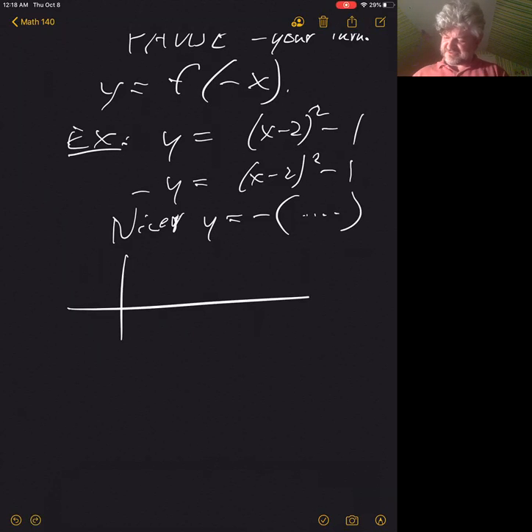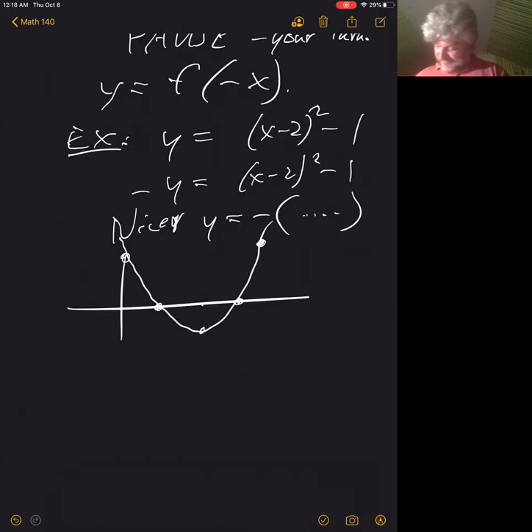Look at the original function one more time. When x is 0, the whole thing is 3. When x is 1, the whole thing is 0. That's more like it. When x is 3, the whole thing is 0, like that. And when x is 2, it's -1.